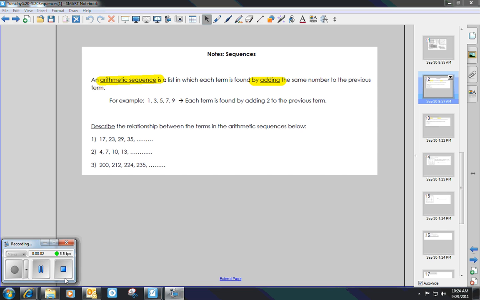The topic that is next is sequences. We're going to talk about sequences. This is a lot like patterns that you've had in previous years, but now we're calling it sequences, and we're going to find expressions that allow us to find certain terms in the sequence.